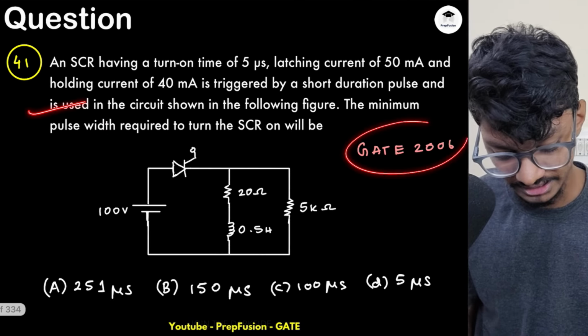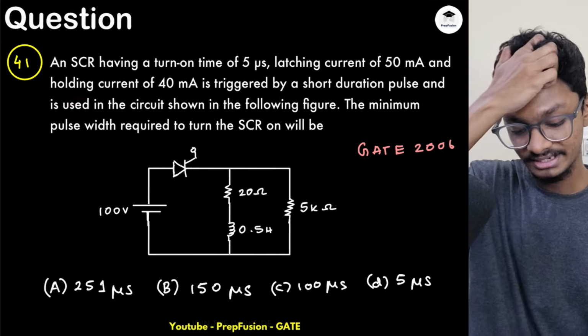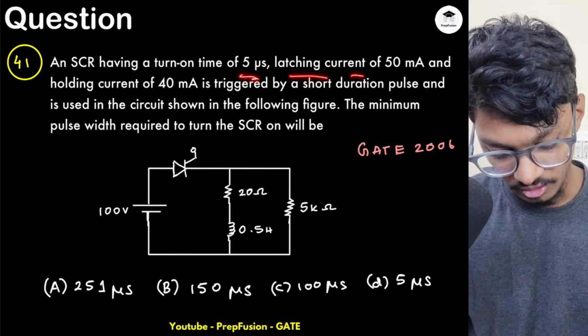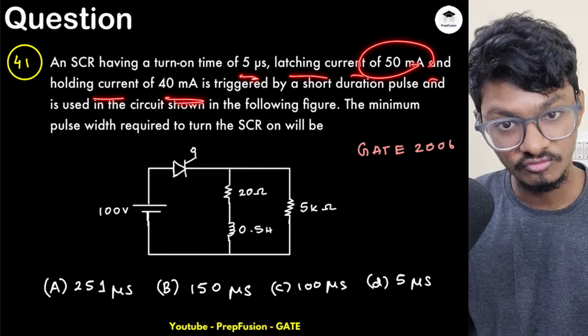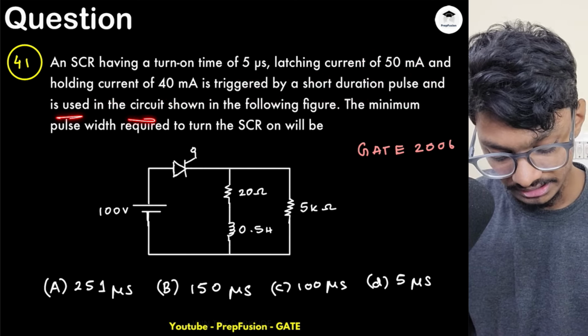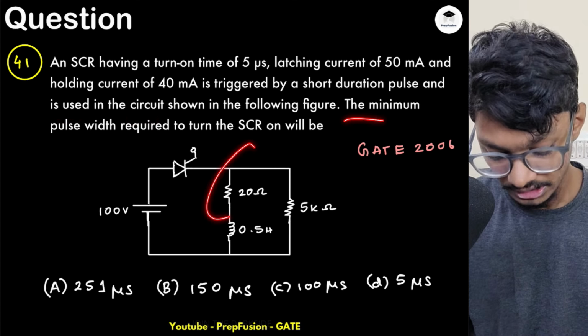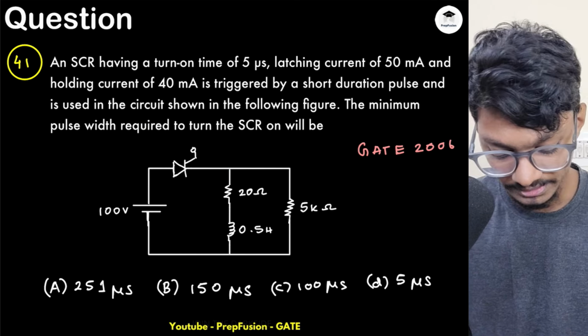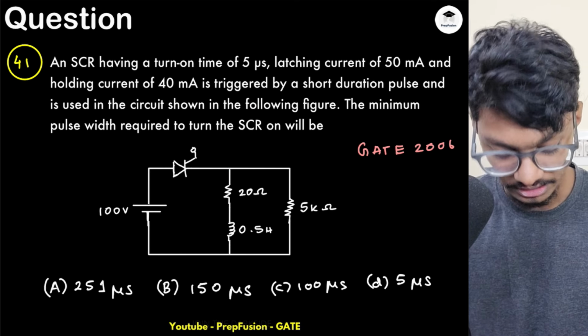Let's solve this question. This is a GATE 2006 question. An SCR having a turn-on time of 5 microseconds, latching current of 50 milliamperes and holding current of 40 milliamperes is triggered by a short duration pulse and is used in the circuit shown in the following figure. What will be the minimum pulse width required for the SCR to turn on?